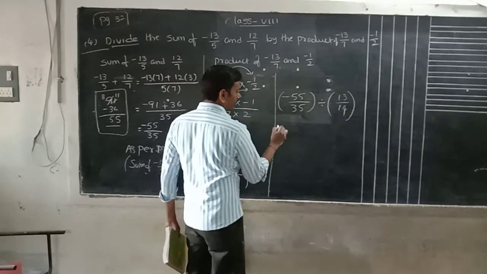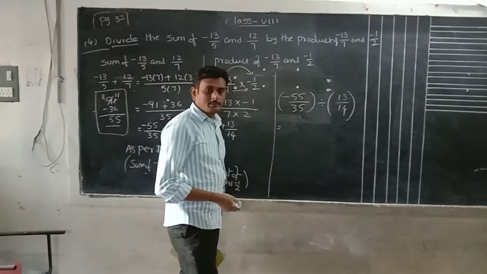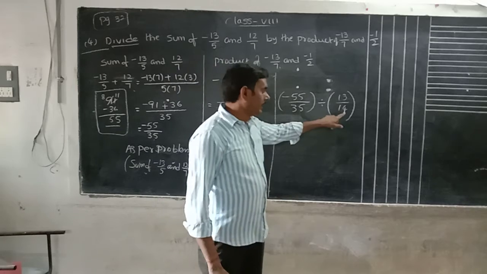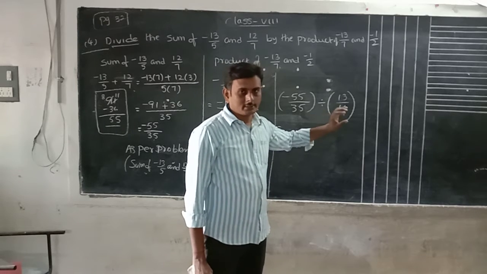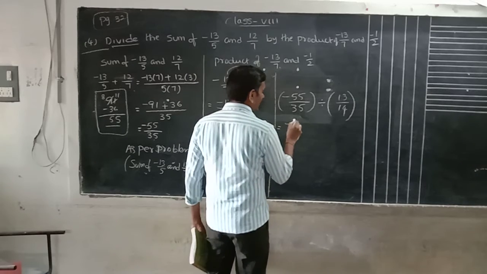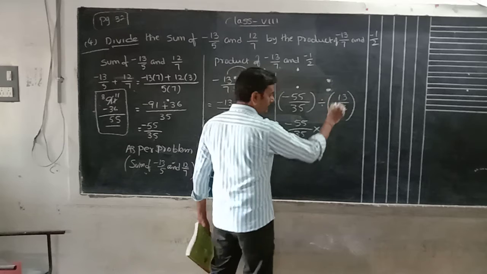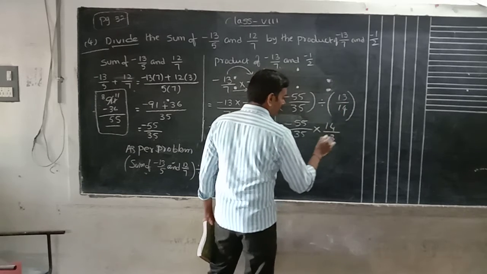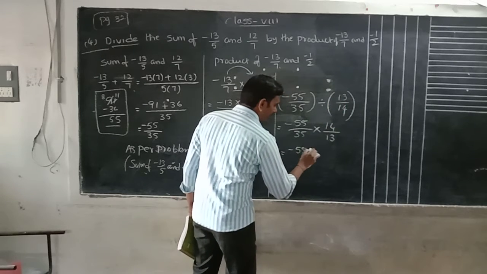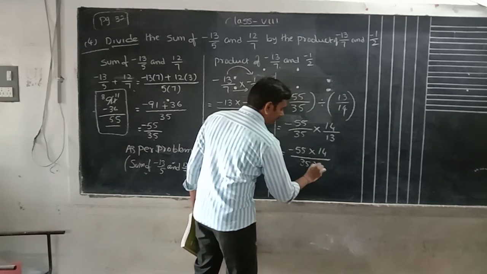So now reverse this term to convert it into multiplication. Why do we have to convert it to multiplication? Whenever there is a denominator for a fraction, we can't do the calculation, so we have to convert it to multiplication. So do the division: minus 55 by 35 with a multiply symbol, reverse this fraction, 14 by 13. Now minus 55 into 14 by 35 into 13.